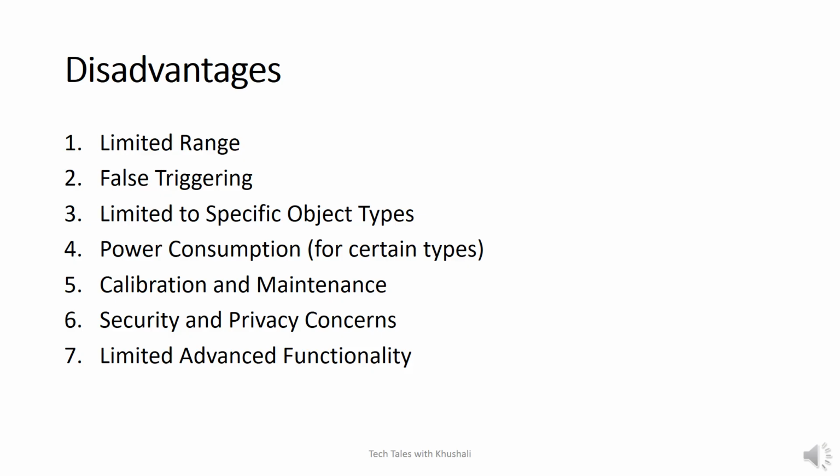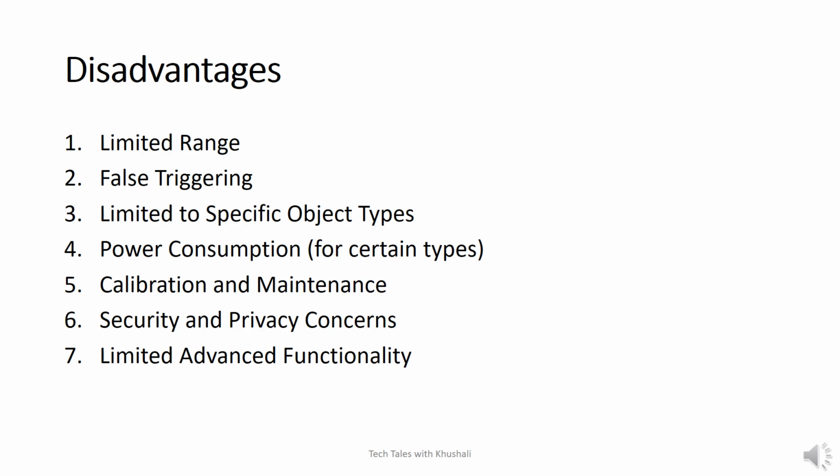The third disadvantage is limited to specific object types. They may only detect certain types of materials. For example, inductive sensors detect metallic objects while capacitive sensors work best for non-metallic objects. This can limit the versatility of sensors in some applications. Even the size may be a problem, as they may struggle to detect very small objects or objects with irregular shapes, which may limit their usability in specific IoT scenarios.